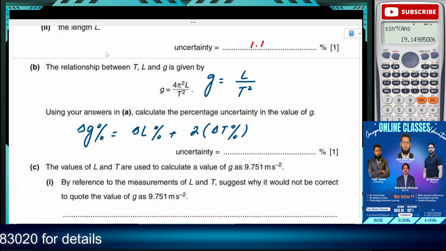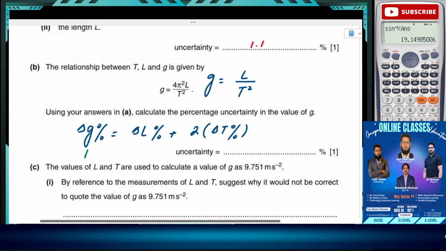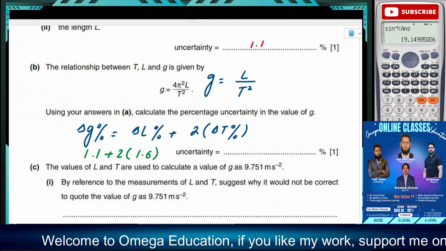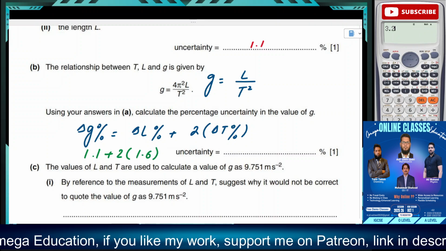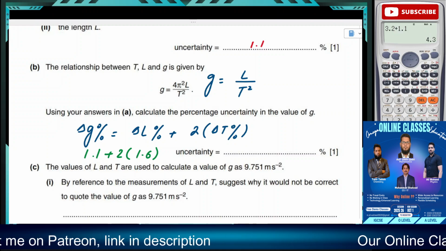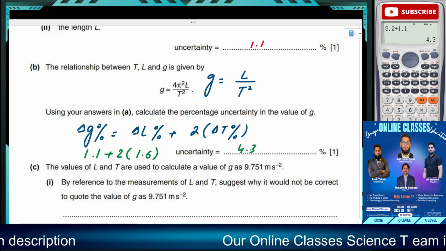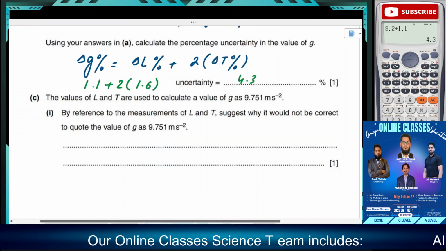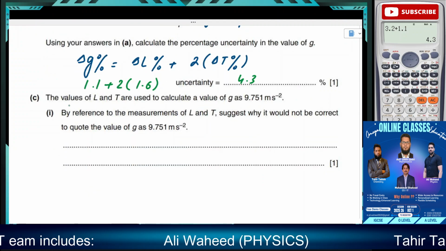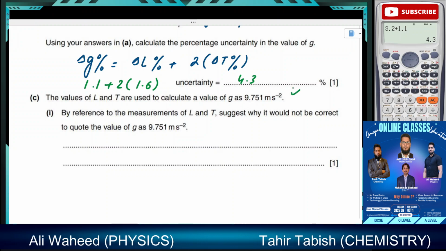Now what is the percentage for length? Well, that was 1.1 plus 2 times 1.6. So 2 times 1.6 is 3.2, plus 1.1 would be 4.3. So 4.3 is the answer. The values of L and T are used to calculate the value of g as this one.